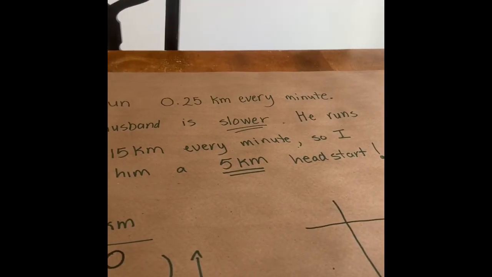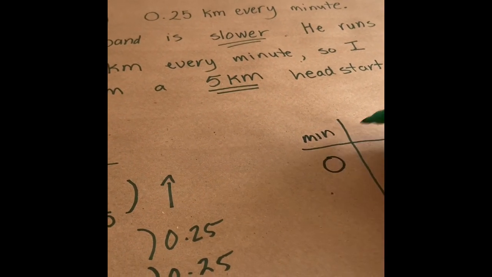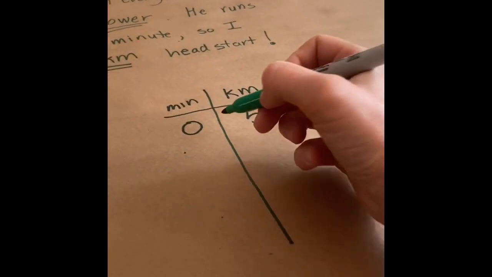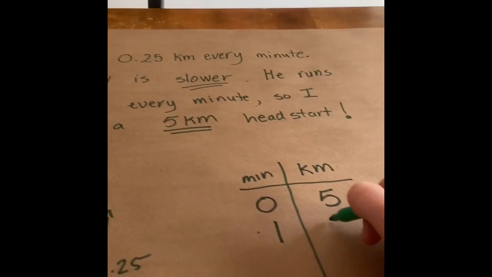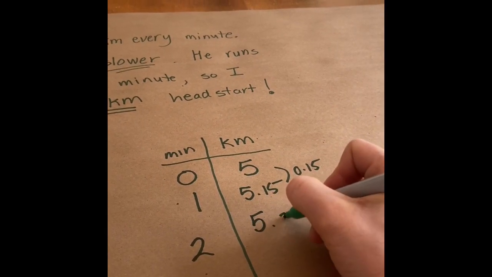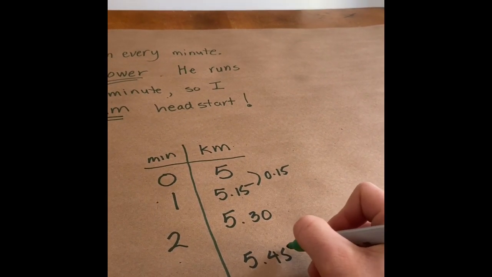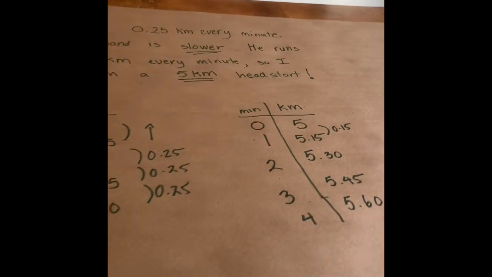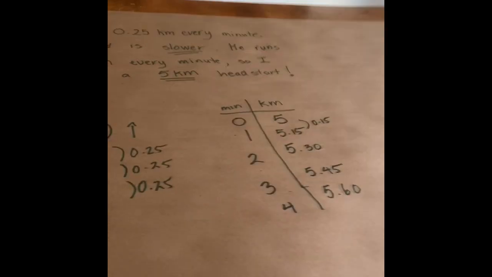Okay, it says I give him a head start of 5 kilometers. That means when minutes are 0, right at the beginning, I'm letting him start at kilometer 5. And then every 1 minute, he runs 0.15 kilometers. So 5.15, then 5.30, then 5.45, then 5.60. What we want to do is figure out when the two tables will be the same.